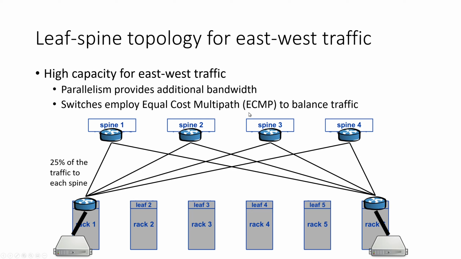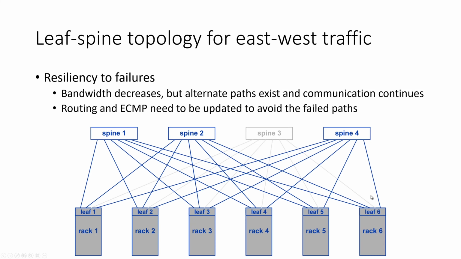And this equal cost multipath can be performed, for example, by splitting across different TCP connections or different IP addresses. How the load balancing is done depends on the implementation, but it's usually possible to split traffic to approach this 25% ratio on each of the upstream links. Another property of the leaf spine topology is that it's resilient to failures.